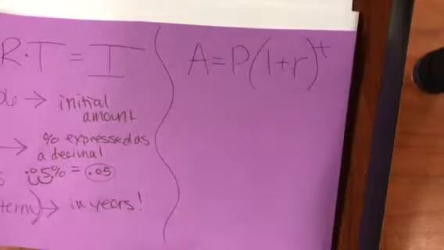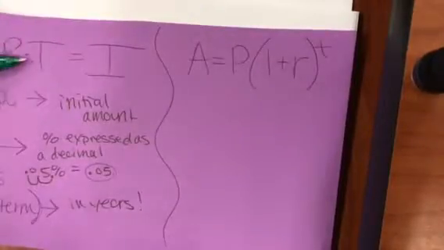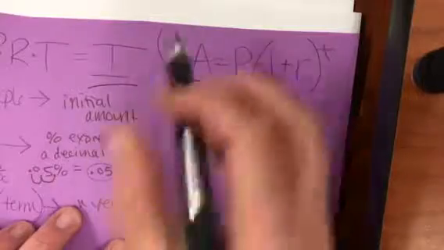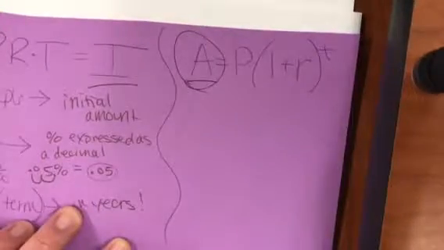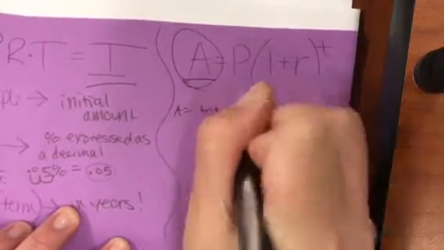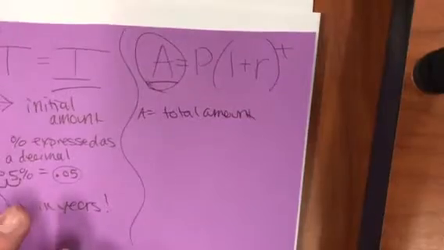Okay, so A equals P times 1 plus R to the T. I see all the same letters that are in this one, except the A is different from the I. Does this mean this is the interest? No, that means that's the total amount in the account. Okay, so that's the amount after we've gained the interest. Yes.